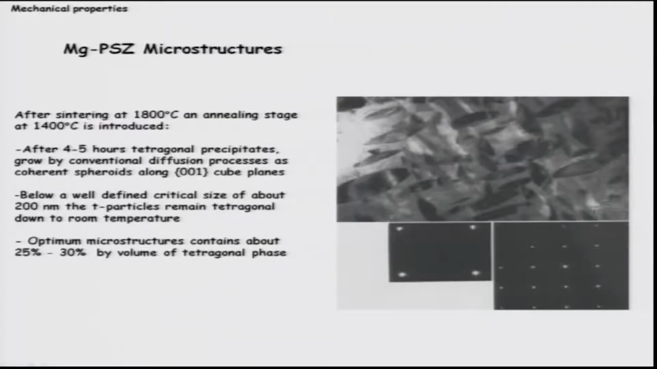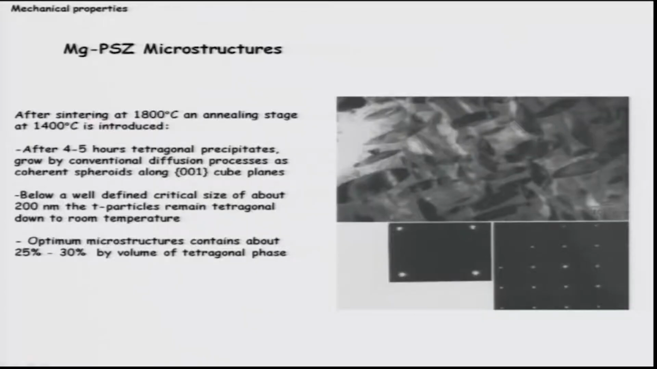Now, below a well defined critical size, about 200 nanometers, the tetragonal particles will remain tetragonal even down to room temperature. So, that is not helpful. That is why we have to increase the size of these, because there is a size effect. If you make the size smaller, the transformation may not happen when you cool it down to room temperature.